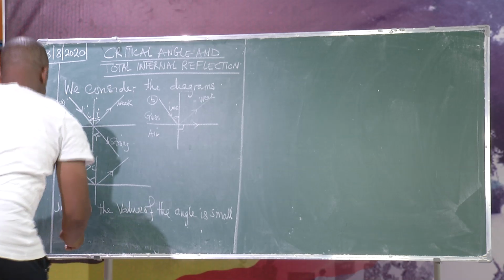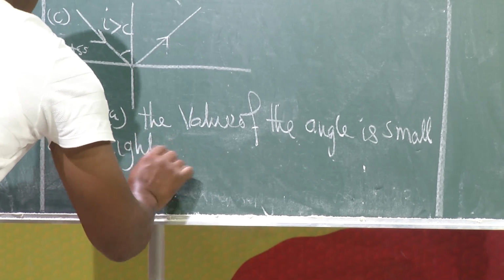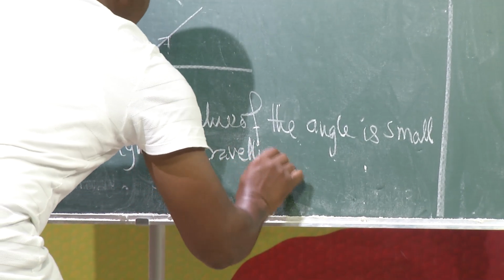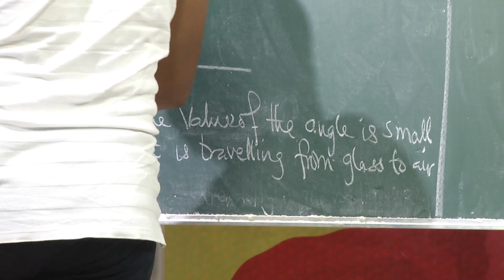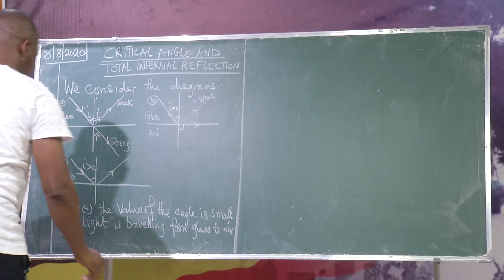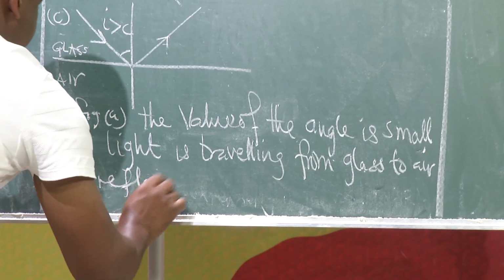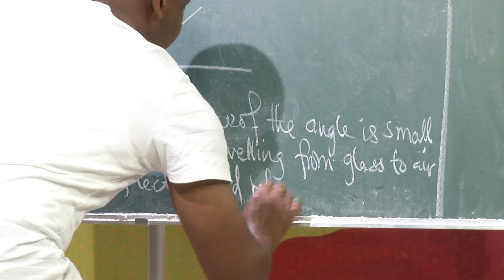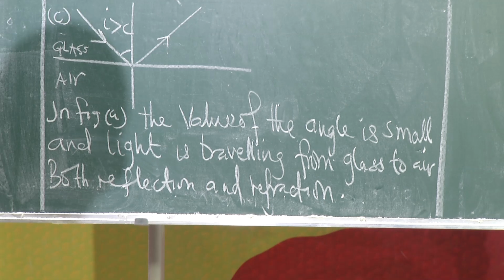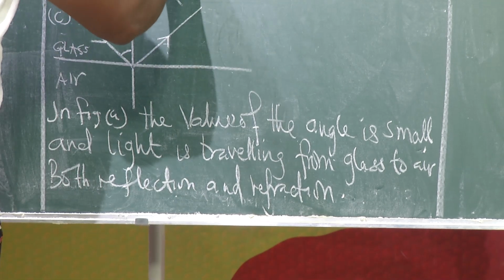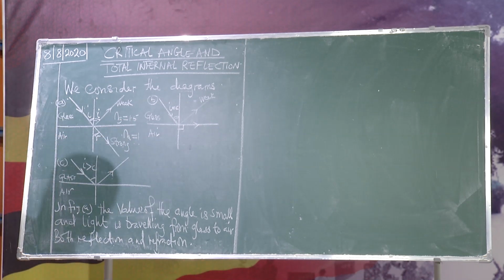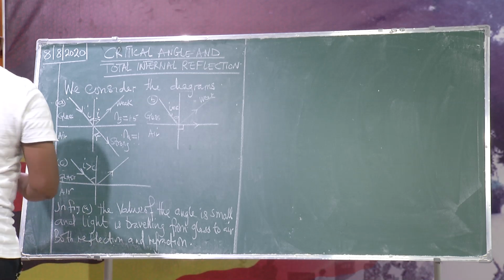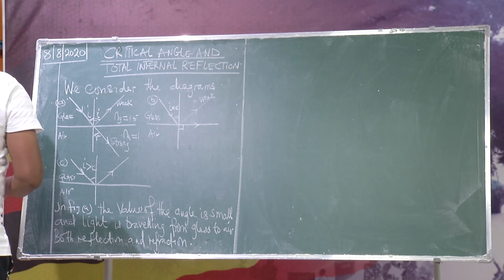We notice that light in both diagrams is traveling from glass to air, and there is both reflection and refraction. Both reflection and refraction occur. We have light traveling from glass. For the record, you may remember that the refractive index of glass is 1.5 and the refractive index of air is 1. That is very important. Later, as we shall notice, we need to emphasize that the light is moving from a dense to a less dense medium.